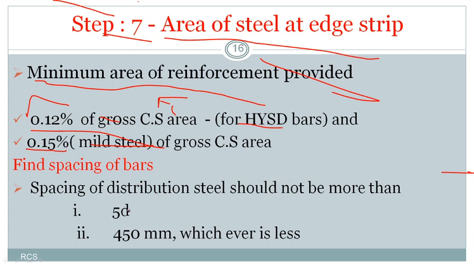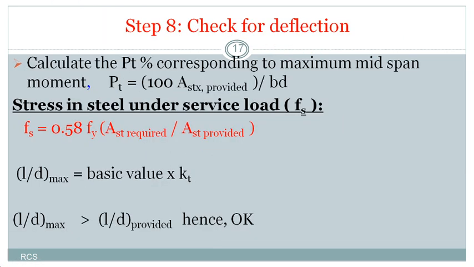For that also we have to maintain spacing. As per IS 456, the spacing will be 5D is one condition, another is 450 mm, whichever is the minimum will be provided. But along with these two, we have one more value of spacing obtained based on the assumed diameter of bar. The minimum of these three will be provided as the spacing for the edge strip reinforcement. So this is how we calculate the area of steel in the middle strip region and edge strip region along the x directions and y directions.